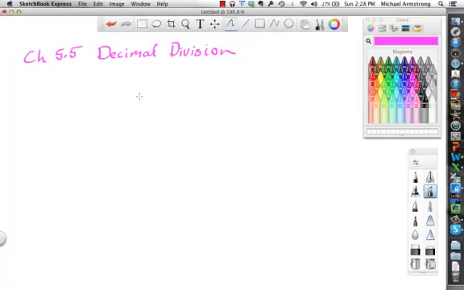Okay, here we are in chapter 5.5, decimal division. This is where we do a little learning. This is something new for us. And I'm going to just look at the story problem that they have at the beginning of chapter 5.5 on page 219. So here it is. If you need to look it up, do it with me.